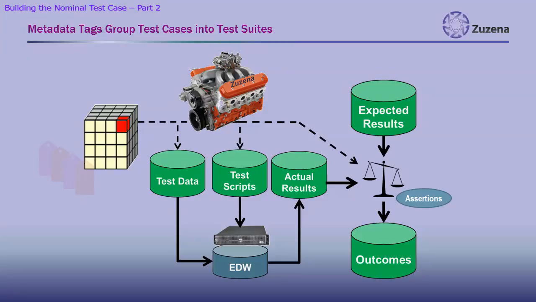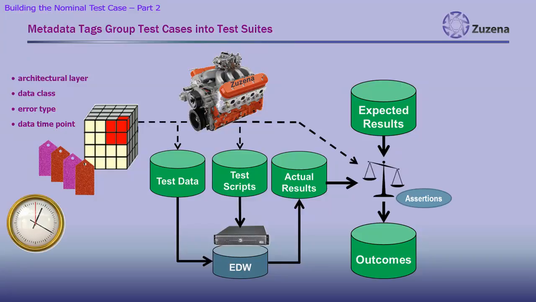Metadata tags allow you to group the test cases into test suites using shared attributes such as the test case's architectural layer, data class, focal error type, and represented time points. For example, instead of executing test cases one at a time, you can configure Zuzena to start at 1 a.m. every morning and execute all your warehouse tests that focus upon the mid-month social networking feeds for your big data staging layer.